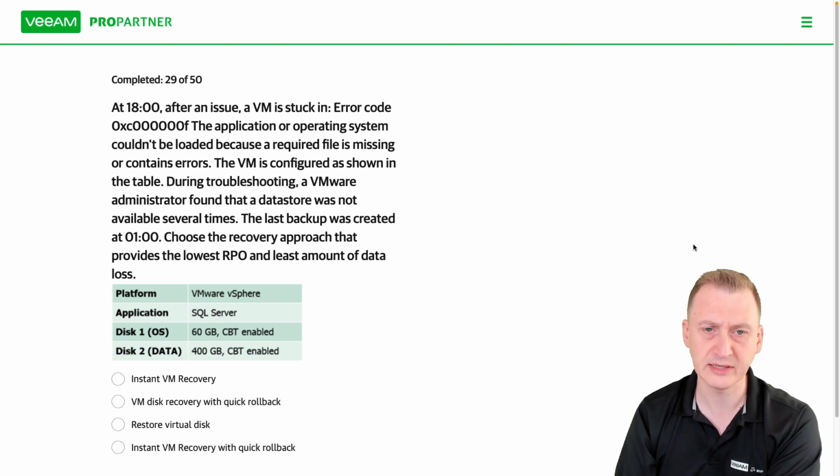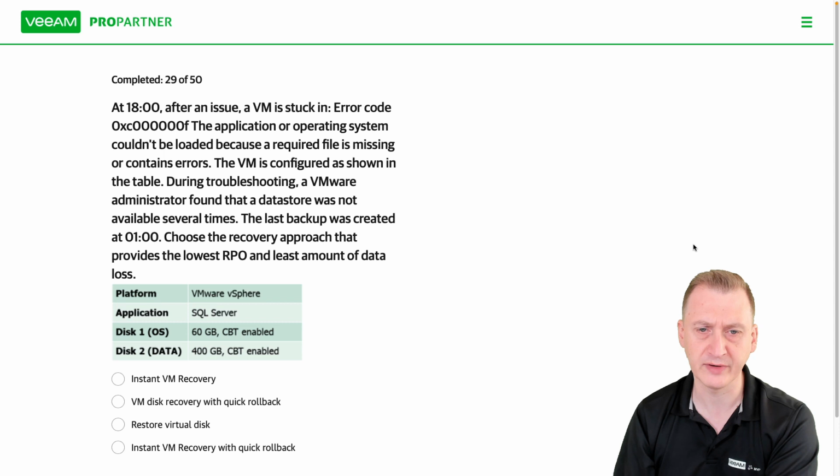During troubleshooting, a VMware administrator found that a data store was not available several times. The last backup was created at 1 a.m., 1 in the morning. Choose the recovery approach that provides the lowest RPO and least amount of data loss.